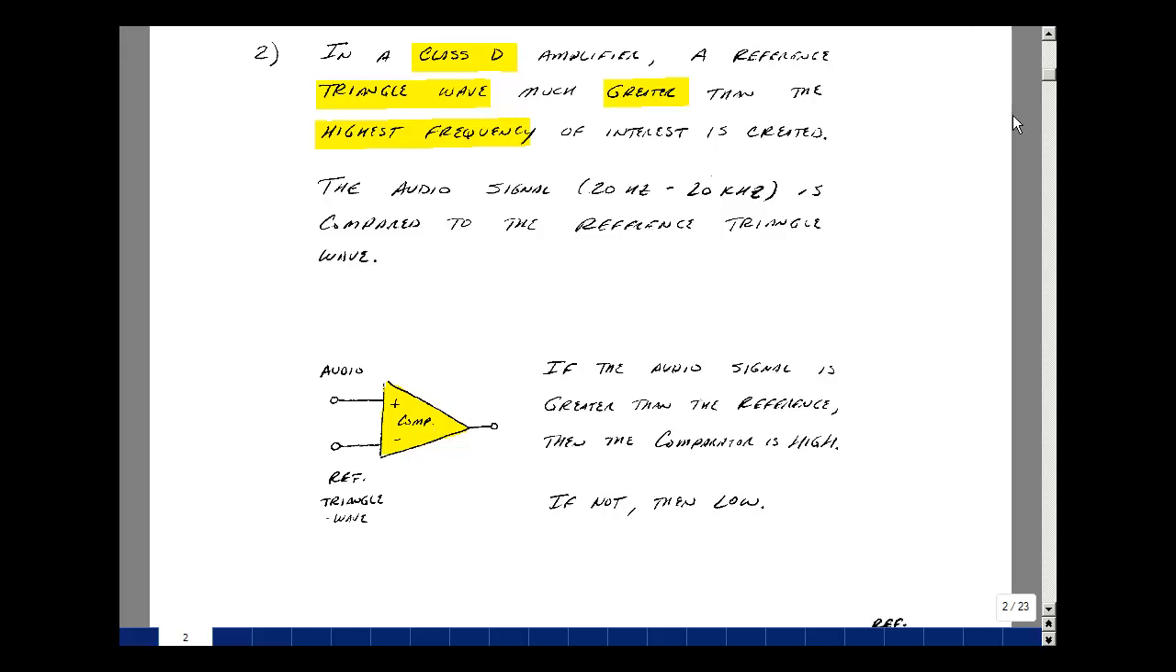So let's take a comparator. Let's hook up a signal here. That's just a triangle wave. And then feed our audio signal here. What's going to happen? Well, when the audio signal is bigger than the triangle wave, the output will go high. And when the triangle wave is bigger than the audio signal, the output will go low.